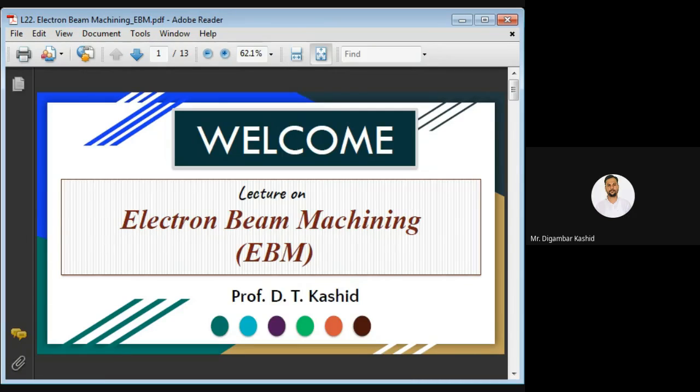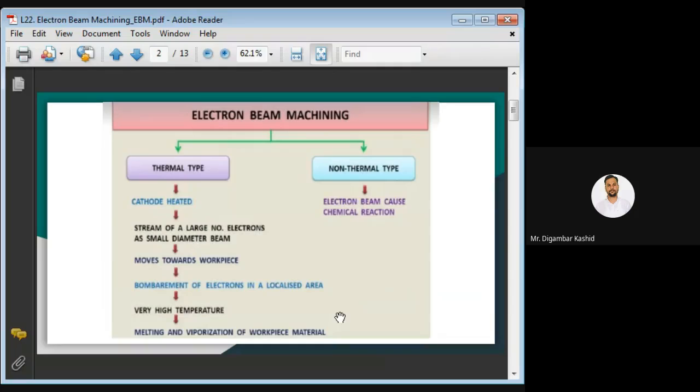Okay, so we'll get the high temperature, and then it will bombard on your small surface where we want to go for the machining of your workpiece surface. Okay, so this is just an introduction. Okay, now we'll discuss in detail about this electron beam machining.